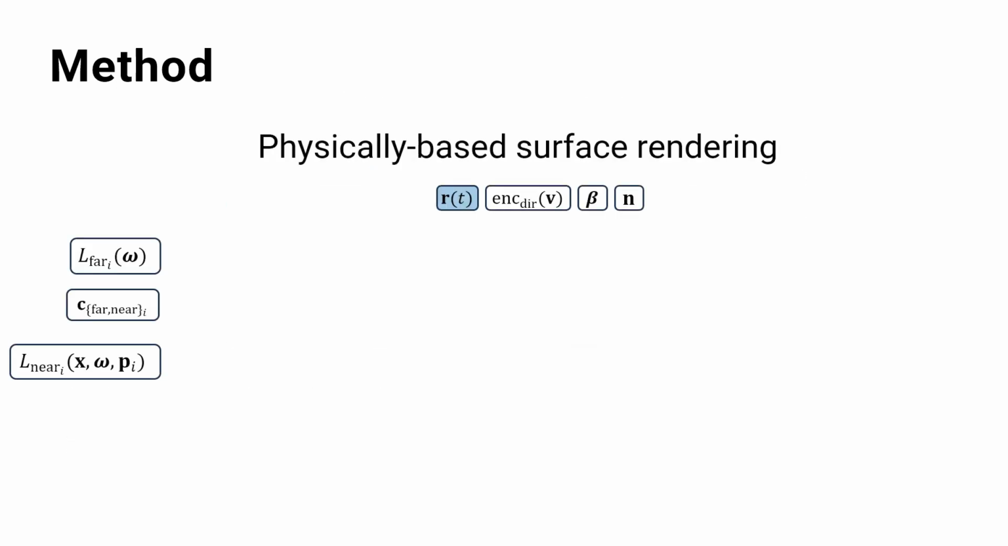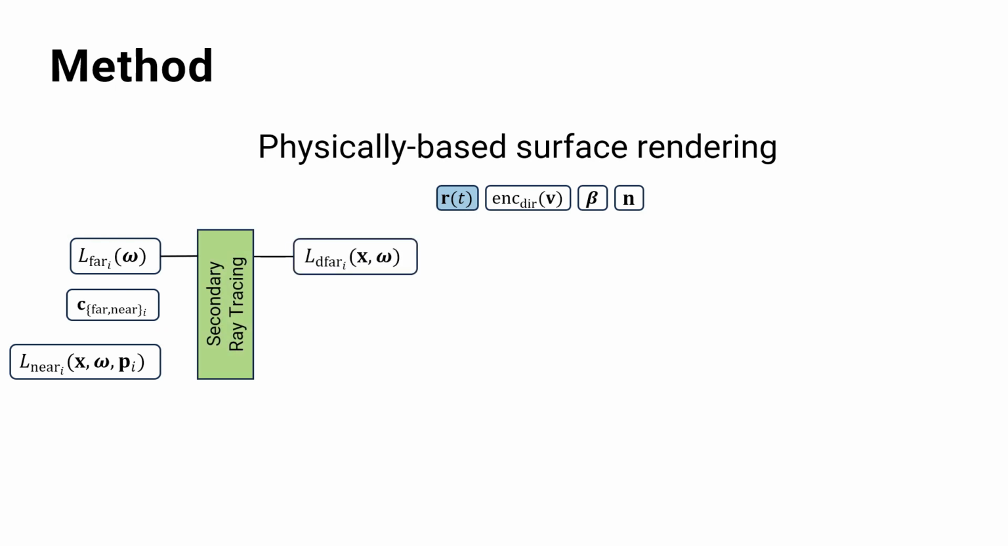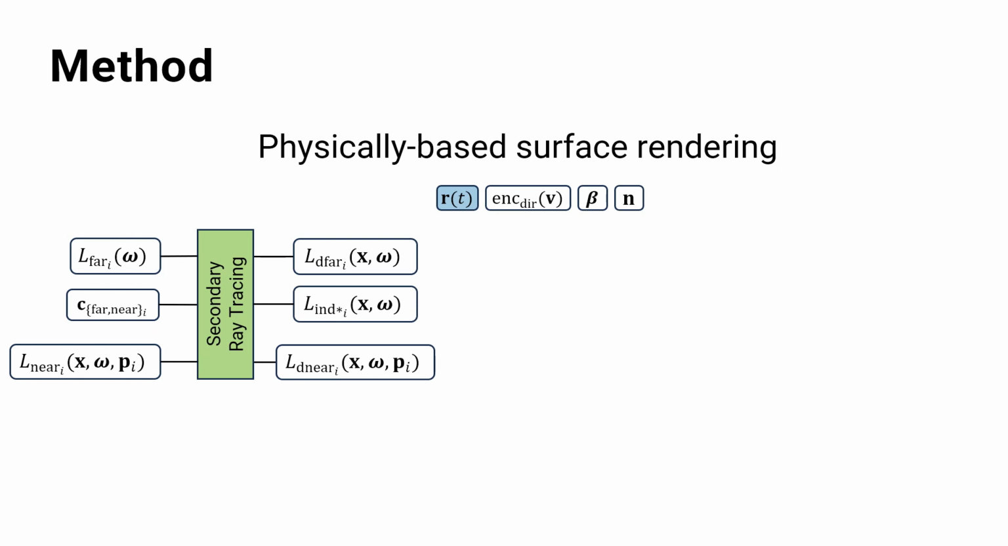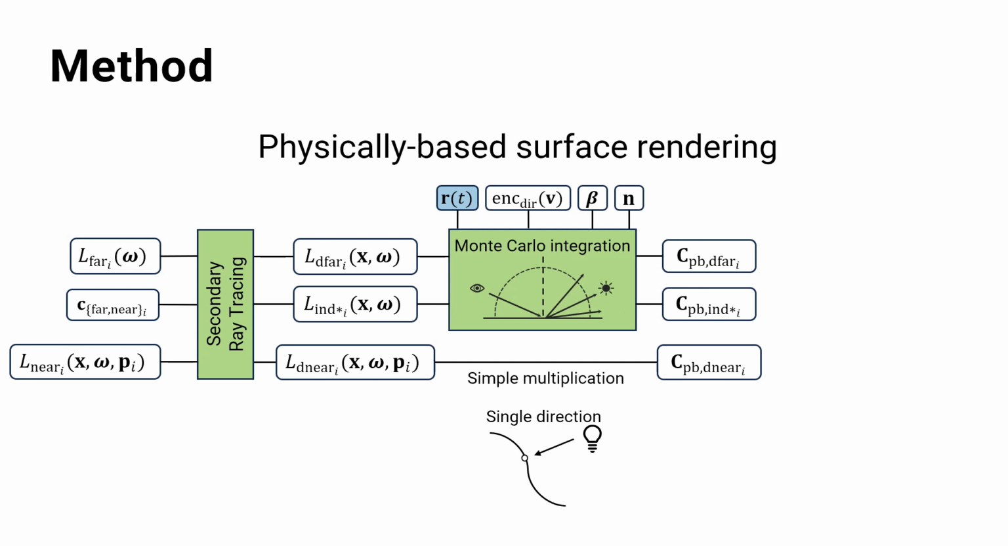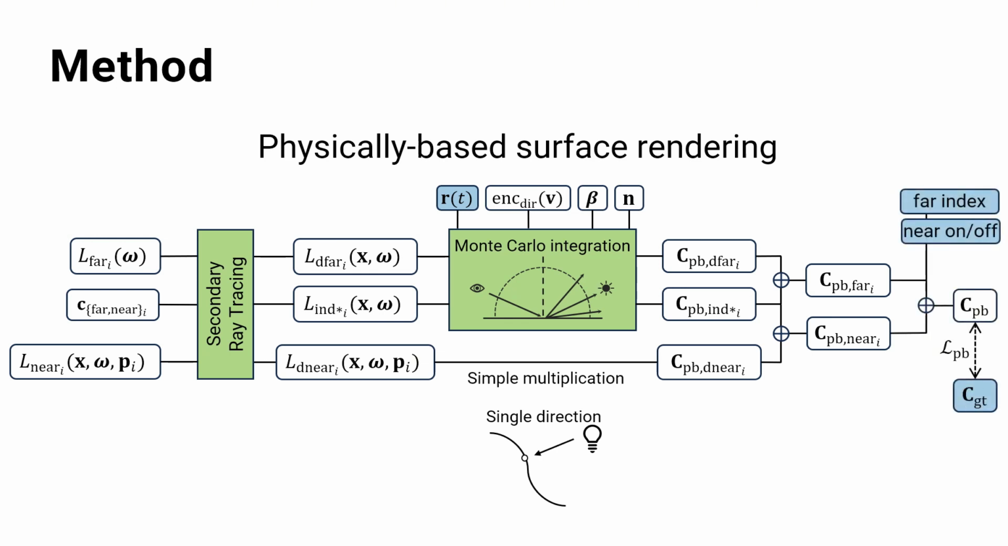The physically based surface rendering models the observed radiance as reflected from a single surface point. VMINer uses secondary ray tracing to compute the direct lighting visibility and indirect lighting. To compute the radiance under direct far field lighting and indirect lighting, Monte Carlo integration is employed to evaluate the rendering equation and get the reflected radiance. For the radiance under direct near-field lighting, as for each surface point the light originates from a single direction, the integral simplifies to a multiplication and can be evaluated efficiently. The PBR radiance is also summed up and compared to the observation. Also, for each separate lighting, we use the neural radiance as an additional supervision signal.